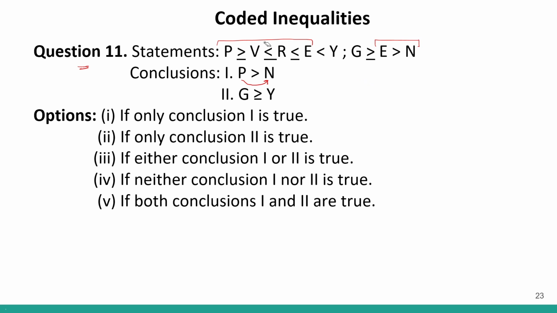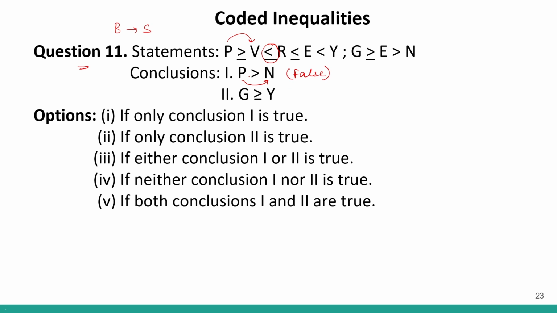So if I move from bigger door to smaller door, I can move from P to V. I cannot move further because over here the sign has changed. Correct? We have to move from bigger door to smaller door. So after V, I cannot move further. Therefore, this is false. Correct?